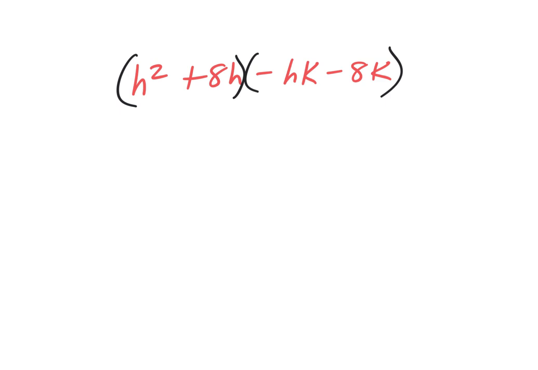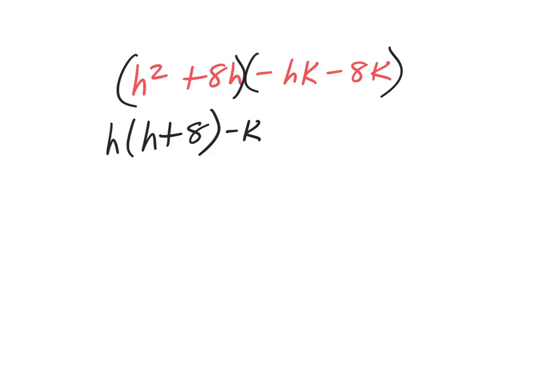So we're going to take an H out. And that leaves me H plus 8. Okay, what about the second group? K. Not only can we take a K out, but what else do they both have in common? A negative. So when we take something out here, we're actually going to take out a negative K.